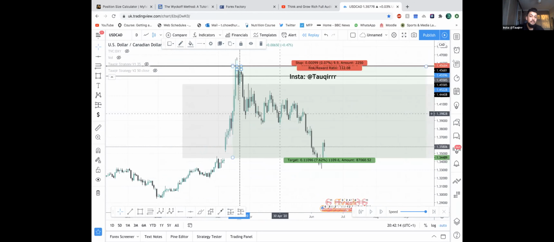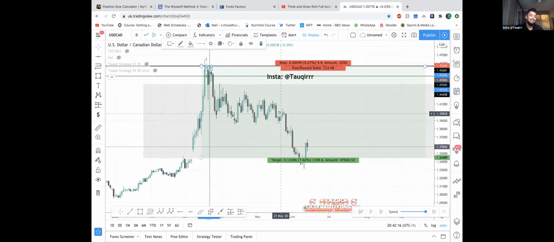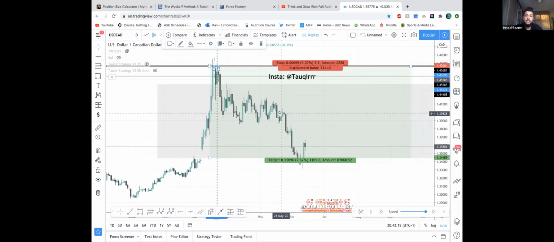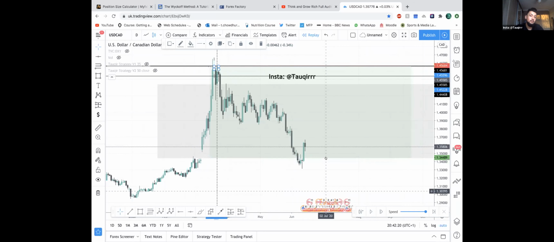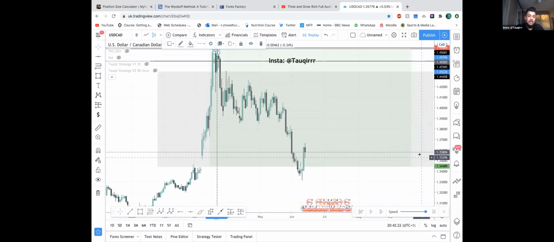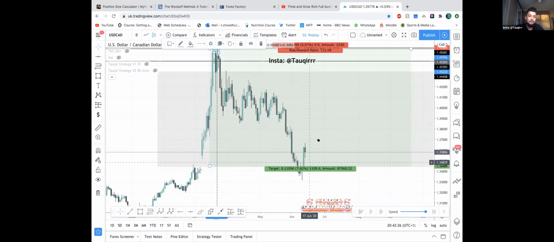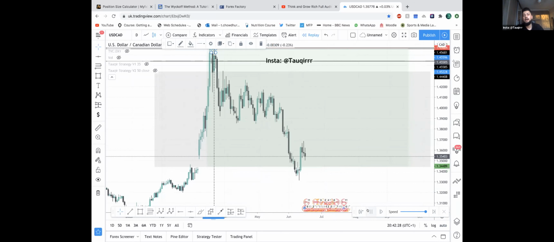And that is a 1 to 112, guys. That is insane. If you've got a 100K account and you risked 5%, you just made £500,000 in one trade. Insane, right? And then just the cherry on top, it reacts off of that institutional sell to buy candle to then start making its move back up.